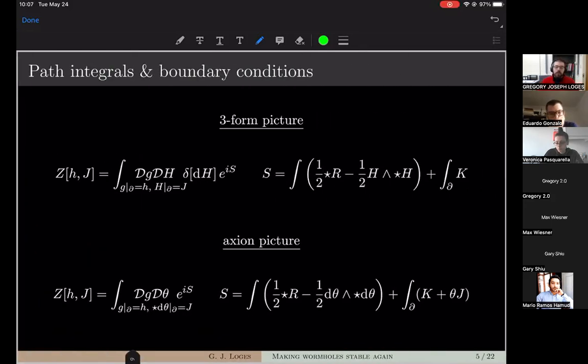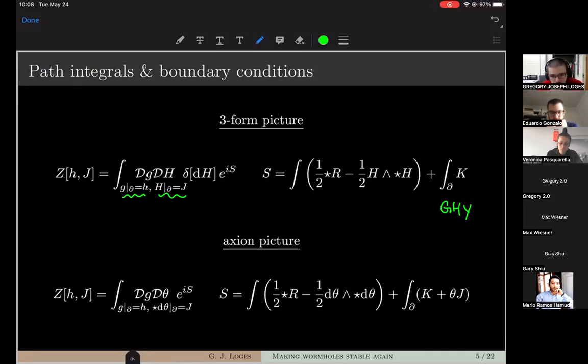Okay, in terms of what observables can be computed, we have path integrals, which you can evaluate either in this axion language or the 3-form language. And what's done is that you can impose boundary conditions for your metric and for your 3-form, and these are in 1-to-1 correspondence with boundary terms in the action. So this GHY term, Gibbons, Hawking, and York boundary term is there exactly because you want to impose Dirichlet boundary conditions on your metric.